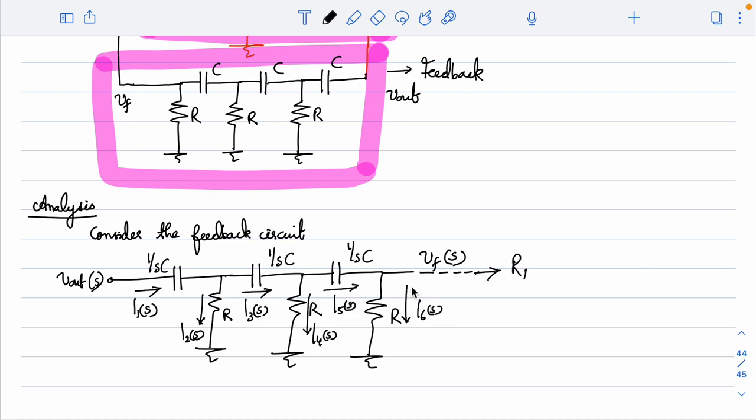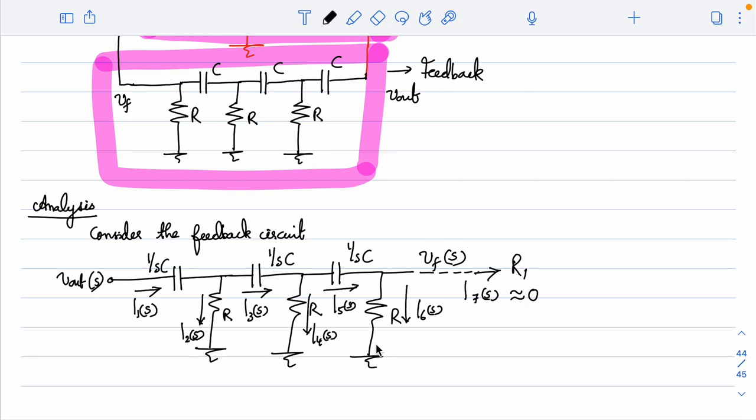And compared to current I6, the current flowing through R1 is much lesser. So I approximate the current flowing through this resistance R1 approximately equal to zero. This is just an approximation. It is not that zero current is flowing. Depending on the resistance value we choose, if the resistance R1 is much larger, the current will actually take the least resistance path. That is the basis on which I am going to analyze this.